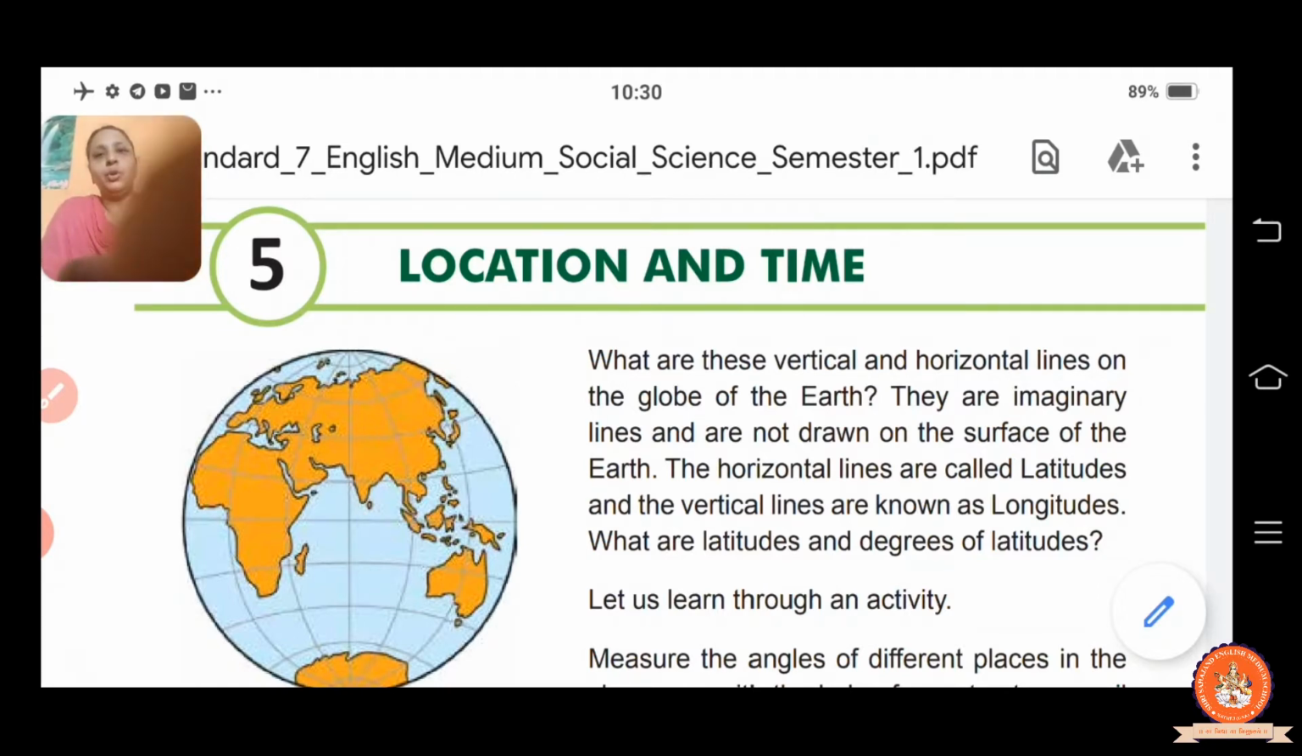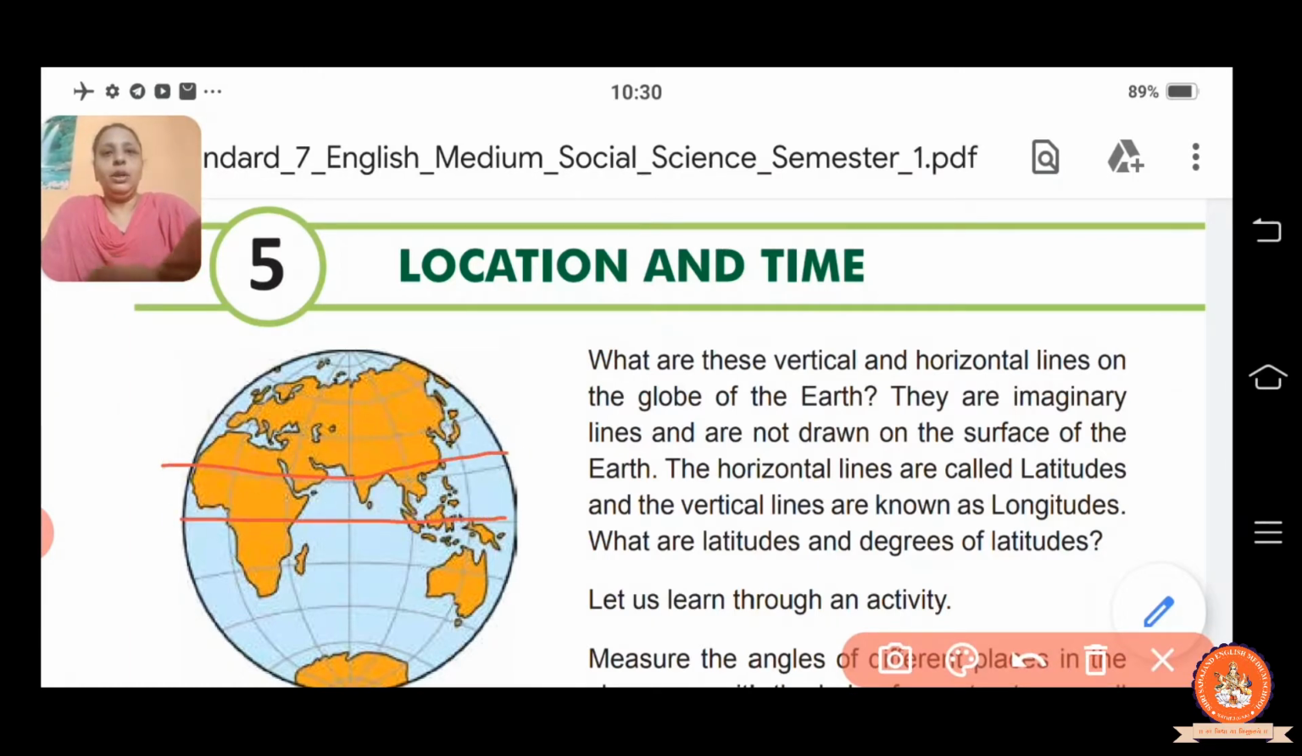I will show you. These lines are imaginary lines on the globe. Imaginary line means it's in our thinking, it's not that real lines are situated there. So these lines are called latitude. The lines going in the east to west direction are latitude, lines drawn on the surface of the earth.